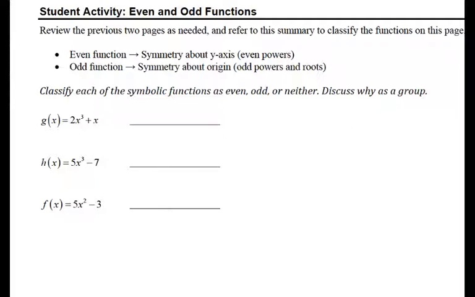Looking at this first example, we have 2x cubed plus x. I'm going to think of that x as being x to the 1. Because both terms are odd powers of x, I would determine that this is an odd function. Looking at the second example, 5x cubed minus 7, I would have to think of that 7 as being 7 times x to the 0. So what we really have is a sum of an odd term and an even term. When we put them together, we get neither.